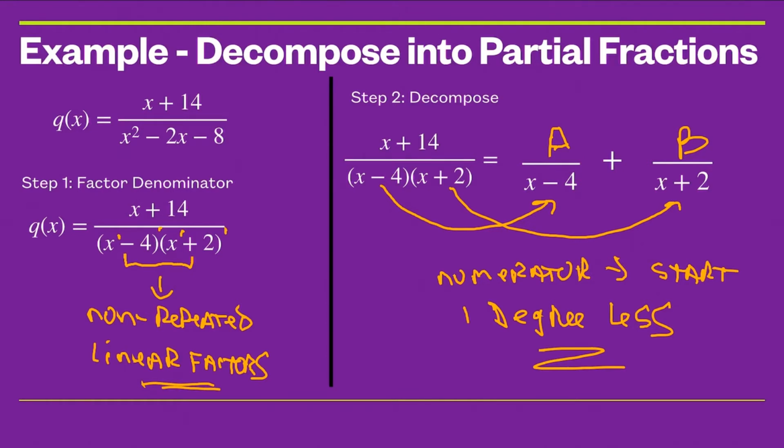So that's basically how you start it off. You have your denominators created for each separate factor there. And then your numerator is going to start with A, go to B, and they're both going to be constant. So let's go to the next piece.